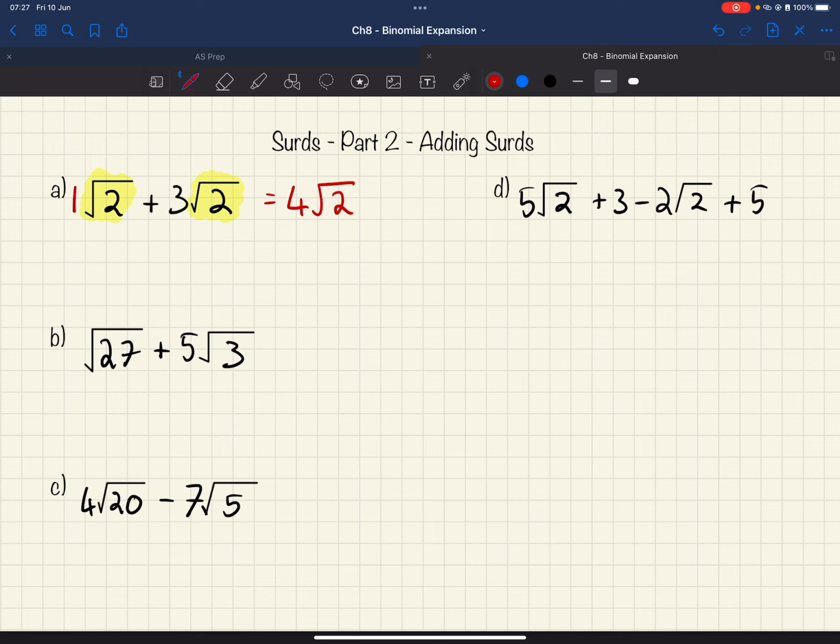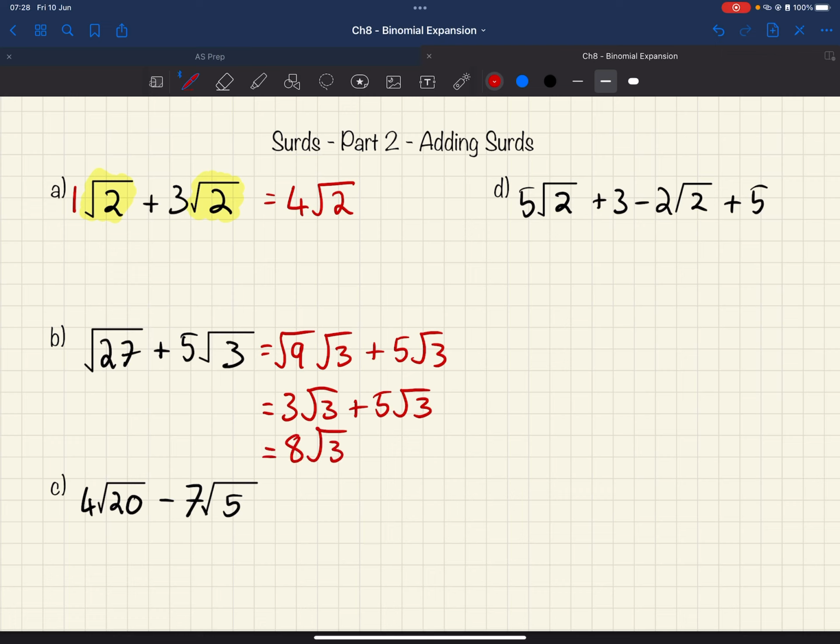So for the next one, I've got 5 root 3 and root 27. At the moment, I can't do anything with that because my square roots are different. I've got root 27, which is very different to root 3. So what I can do, thinking back to the previous video, root 27 can be written as root 9, root 3. So from here, root 9 is the same as 3, root 3. And doing the same idea, collecting like terms, 3 plus 5 gives me 8 lots of this, root 3.